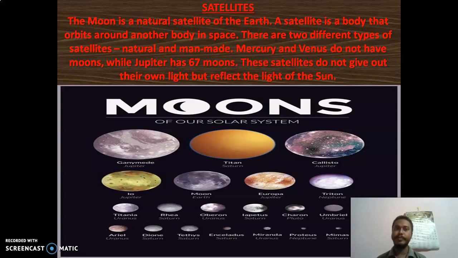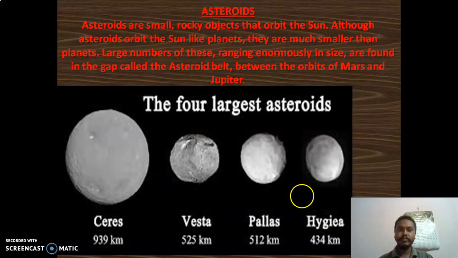Like Jupiter has 67; Mercury and Venus do not have any; the rest have their own, and our Earth has one. So I have given a picture of the moons, some of the names of the moons: Ganymede in Jupiter, Titan in Saturn, Callisto in Jupiter, Io in Jupiter, our Earth's Moon, Europa in Jupiter, Triton in Neptune. So these are the names of the moons of other planets.